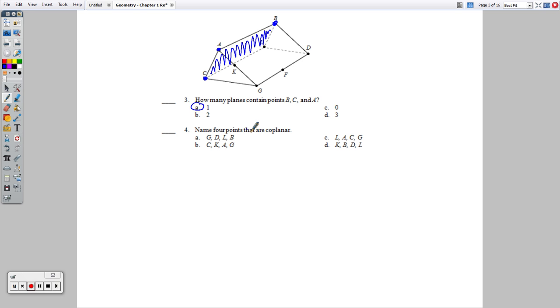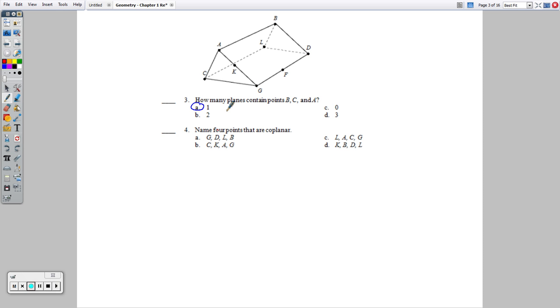And then name 4 points that are coplanar. So let me get rid of what I did there. So 4 points that are coplanar: G, D, let's see if this one's right, G, D, L, and B. Are those all on the same plane? No, I think that's pretty clear that G is not on the same plane as B, L, and D over there. How about our next option?